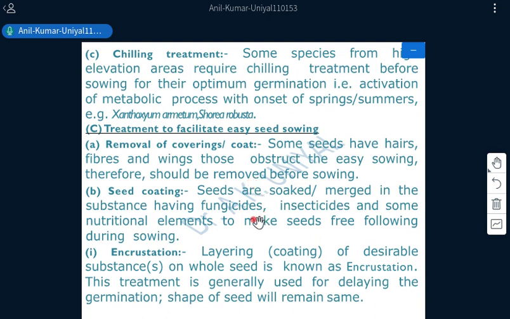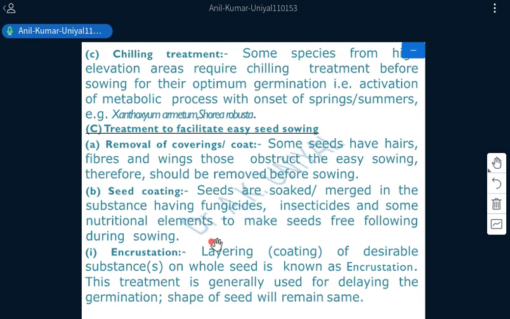and the treatments used herein are simple. First one is removal of coverings or coat from the seed. Some seeds have hairs, fibers, and wings, which are chaffy in nature and obstruct easy sowing. Therefore, they should be removed before sowing, and that will make free sowing of the seeds easier. Then we have seed coating, the next treatment, where seeds are soaked in a substance having fungicide, insecticide, and some nutritional elements to make seed free flowing during sowing and to help during germination also.